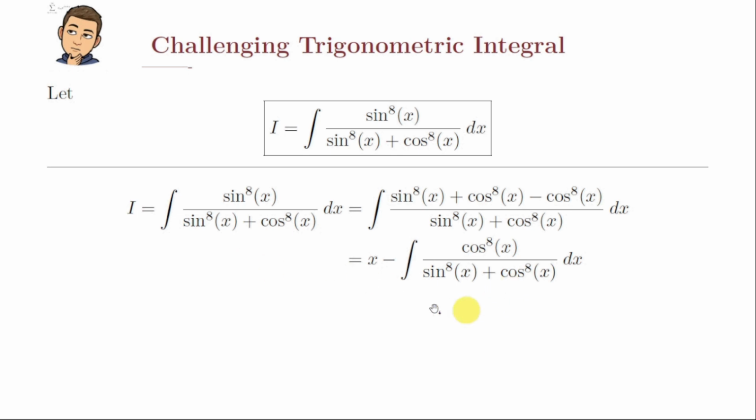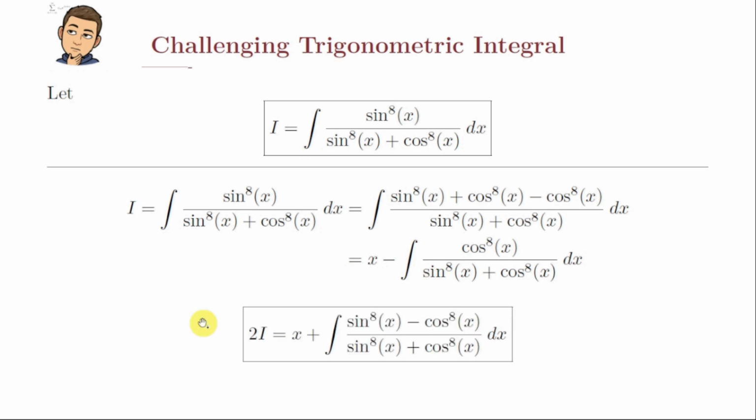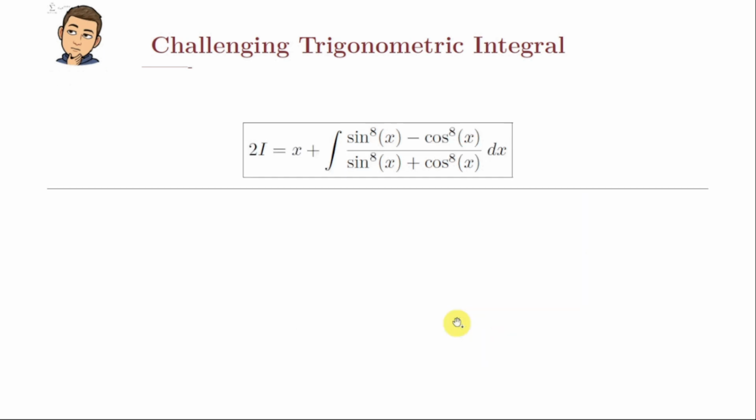And so if I add both of these forms, this one and the original one, we get 2I is equal to x plus the integral of the difference over the addition. Okay, so this will be the integral we want to solve now, because if we solve this, then we just divide by 2.